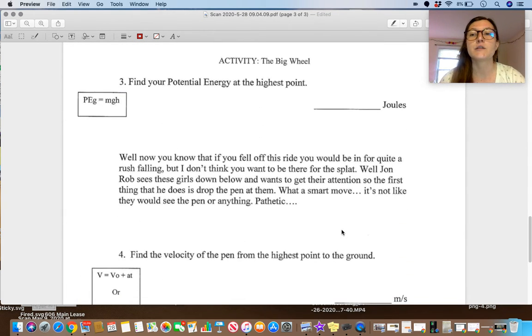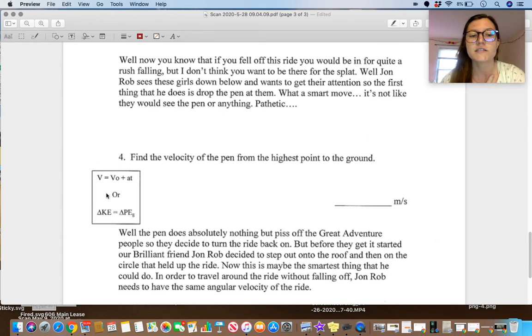Okay. Number 3 is a review of gravitational potential energy. Okay, so equations are again there for you. 2 ways to solve number 4. This is again a review. You can use the big 4, kinematics, or you can use conservation of energy.